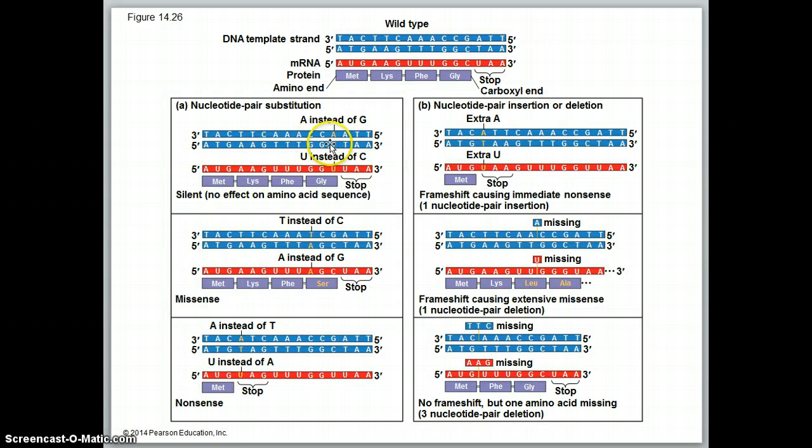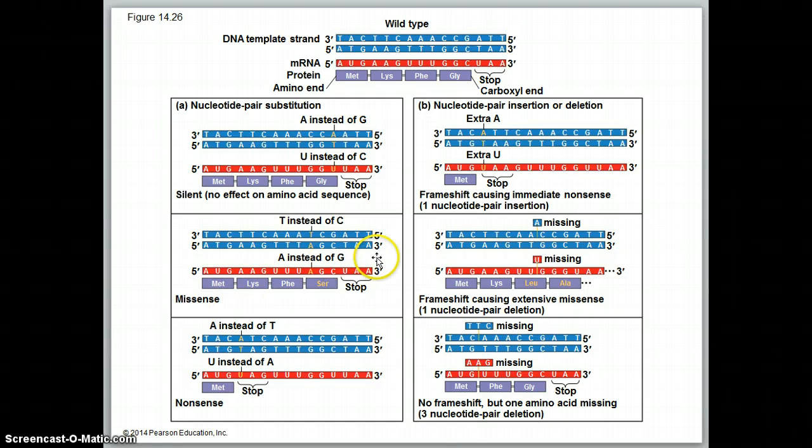So here's the silent mutation. You can see here, here's our original wild type. You can see here there's an A instead of a G, which is going to cause a U instead of a C in the mRNA, which is going to not do anything to our protein. So this is what we call silent. Okay, glycine is still in this amino acid right here. That's because the codons are a little bit redundant at times. Sometimes silent mutation can occur.